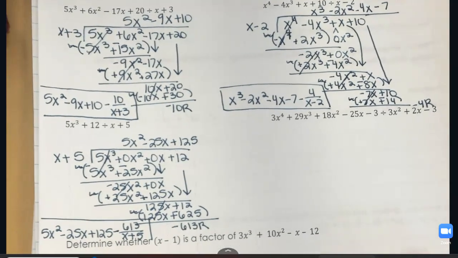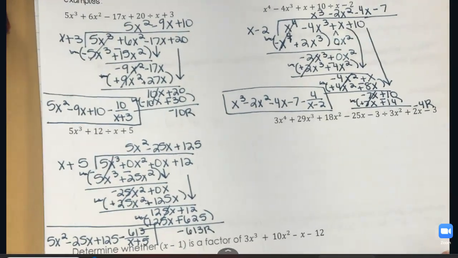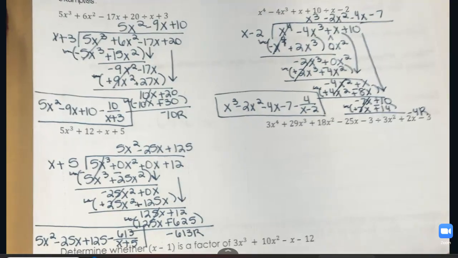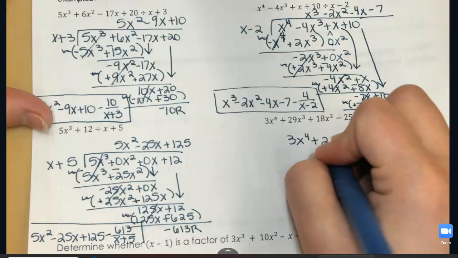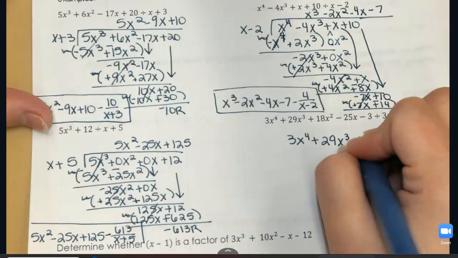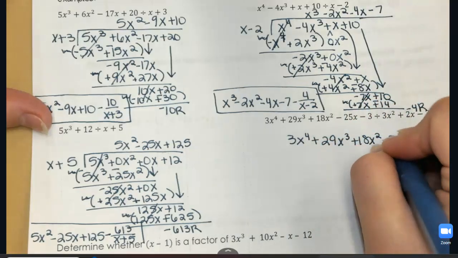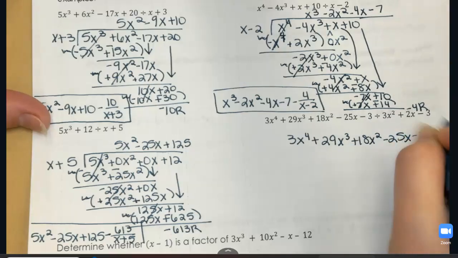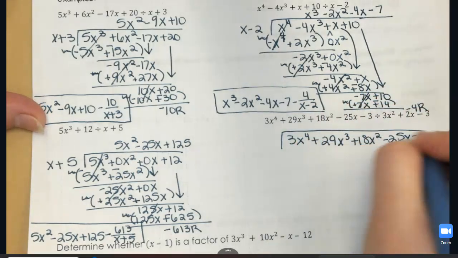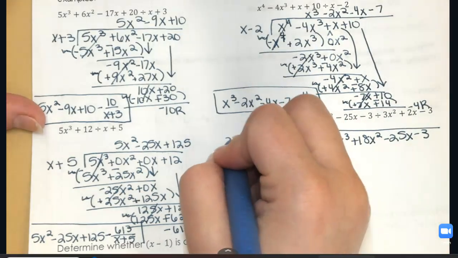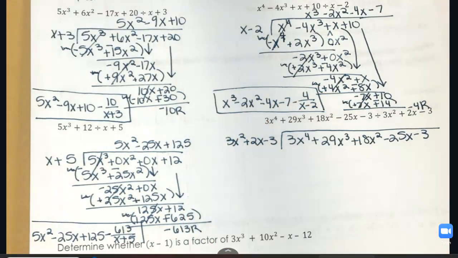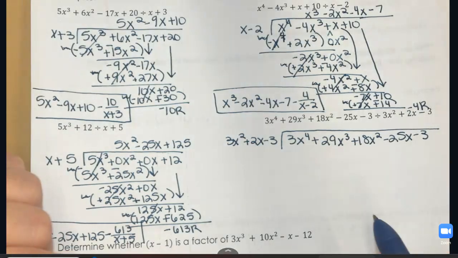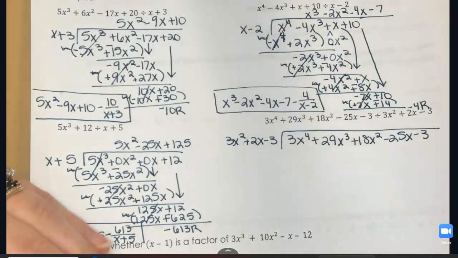Okay, last one for this part. Inside my house, 3x to the 4th plus 29x cubed plus 18x squared minus 25x minus 3. We're not missing any powers, so we don't need any placeholders here. And then our divisor is now a trinomial, and we have a power of 2. This is not going to change our steps, and in fact, this is actually going to make this one go faster because we're going to be subtracting and combining 3 terms at a time.